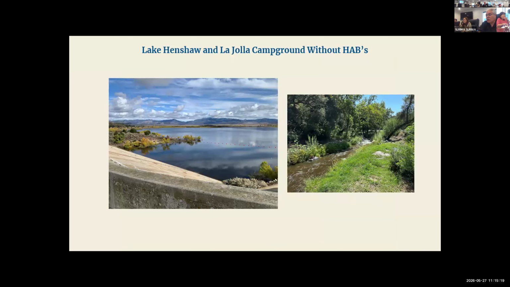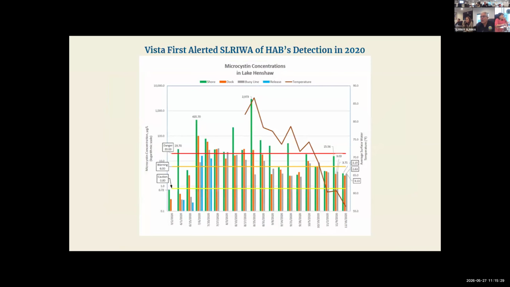Okay, a couple of photos, one of Lake Henshaw to the left and a photo of the water flowing through the La Jolla campground on the right. And these are the photos without the HABs. In 2020, remote sensing data from the state's HABs portal indicated possible harmful algal blooms, prompting Vista to begin monitoring for the cyanobacteria and the cyanotoxins. By June and July of 2020, laboratory results confirmed elevated microcystins levels in water released from Lake Henshaw.